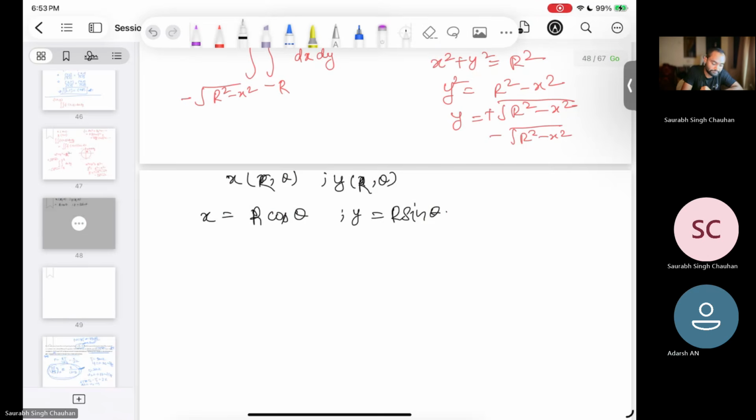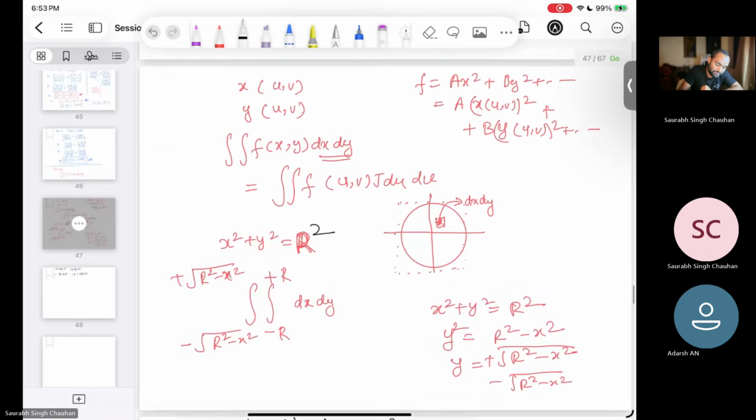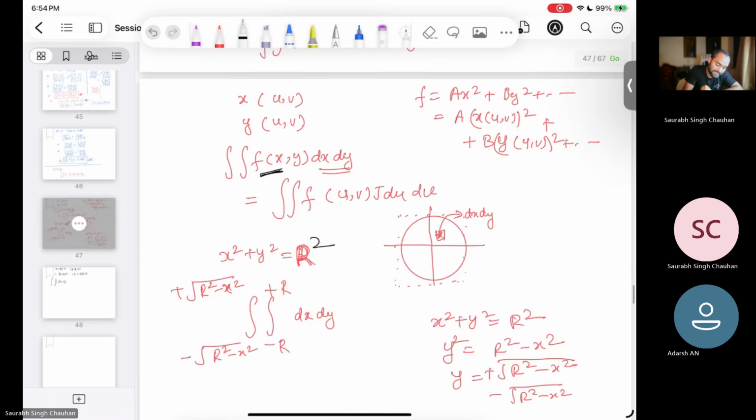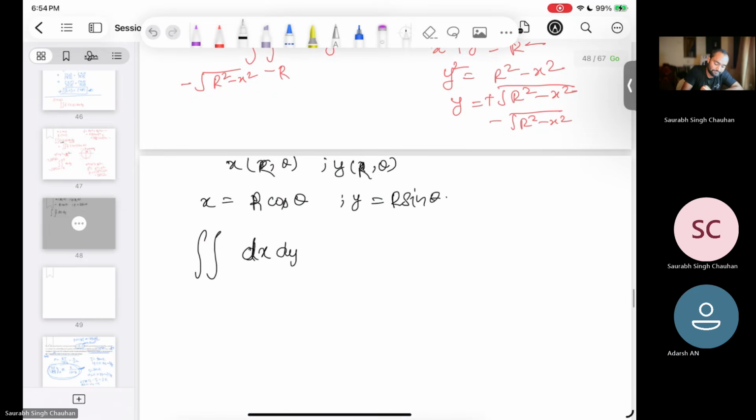Now we are trying to integrate dx dy. Here it should be some function f. We actually gave you the example that there should be some function f, but here f is 1. So we have taken a very simple example. We are integrating just dx dy. f is 1 here, simple.